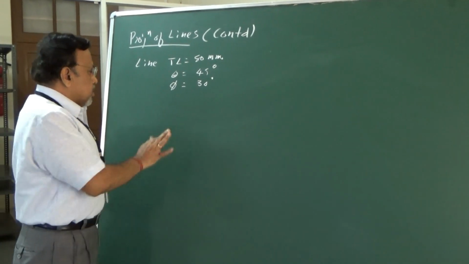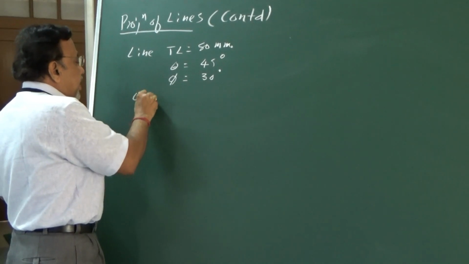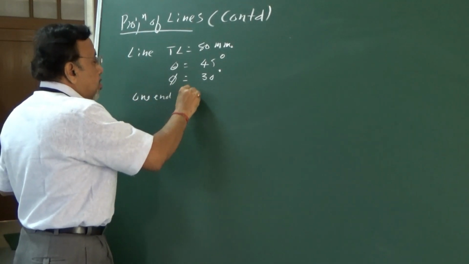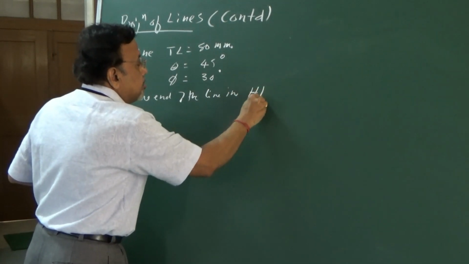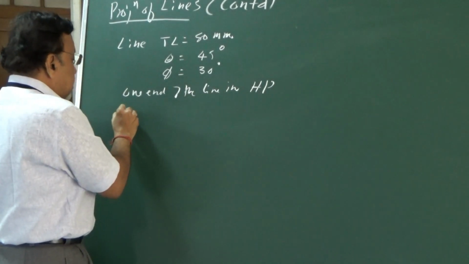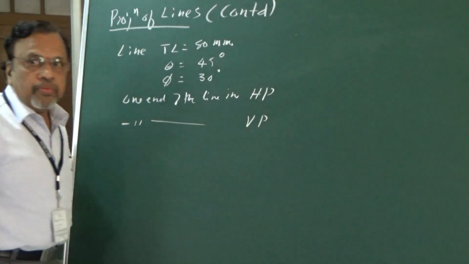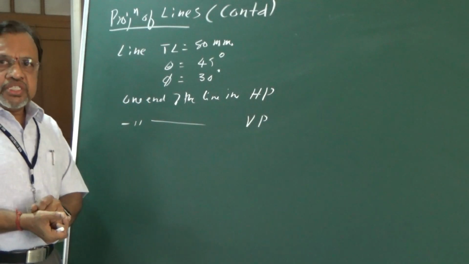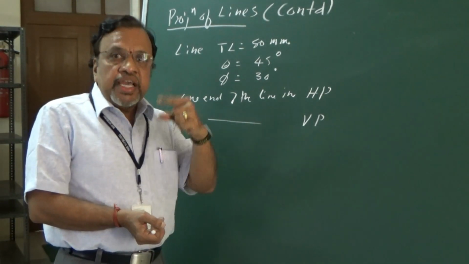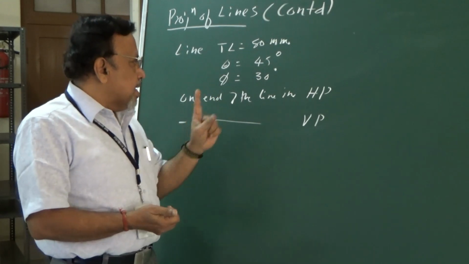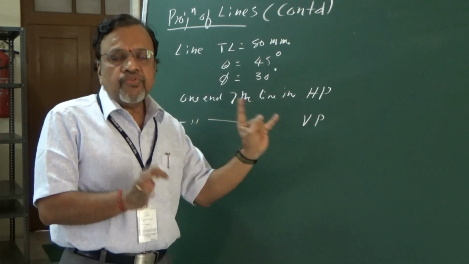But here, let me consider that one end of the line is in HP and the other end of the line is in the VP. If I consider the line containing the ends A and B, I can say that end A is in HP and end B is in VP.